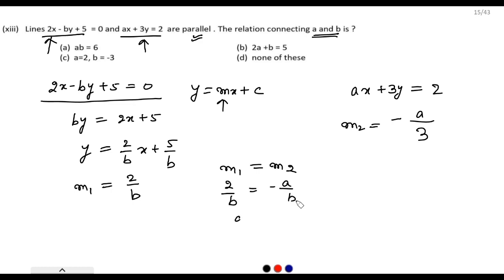Cross multiply, AB is equal to minus 6. There is a printing mistake in this question. This will be minus 6 and then option A will be the right option.